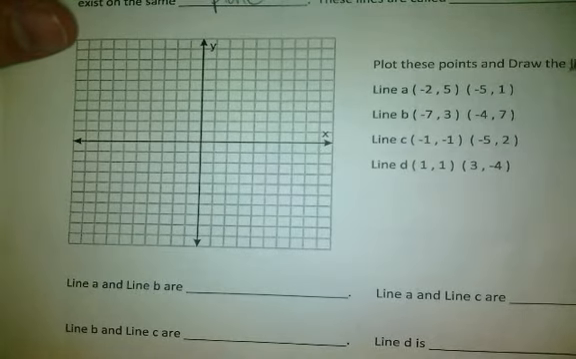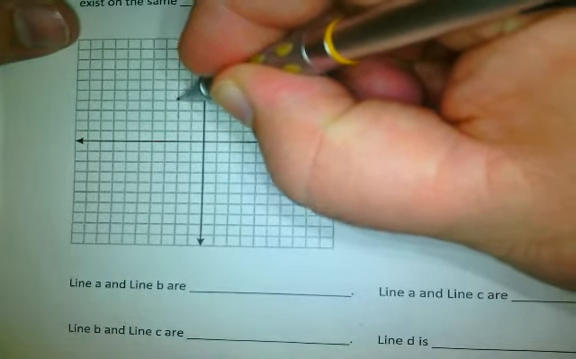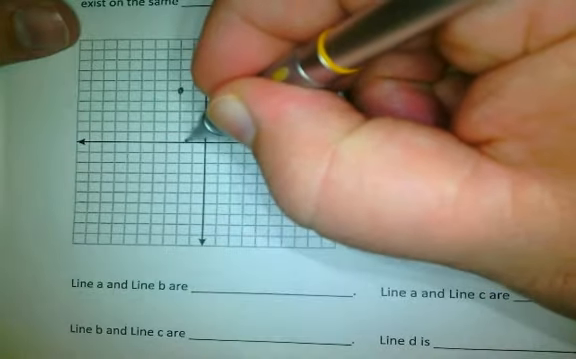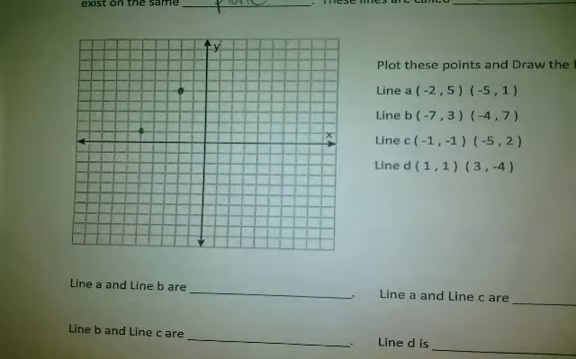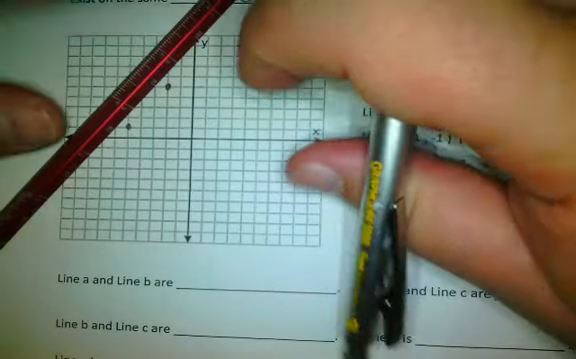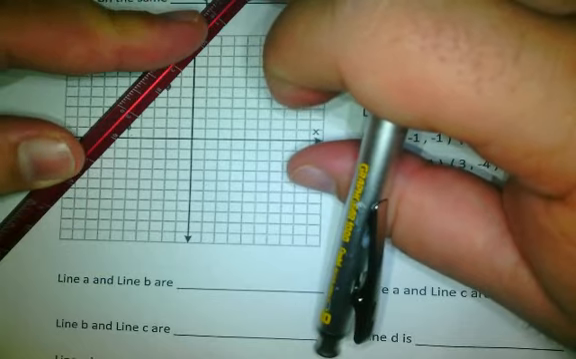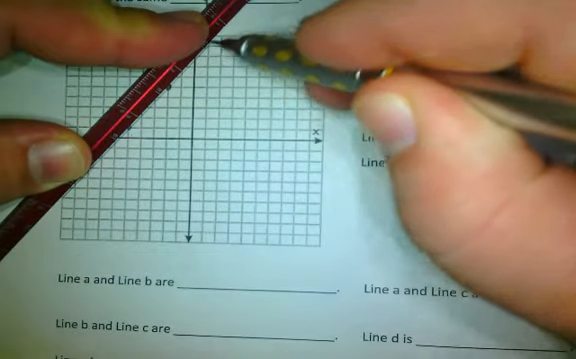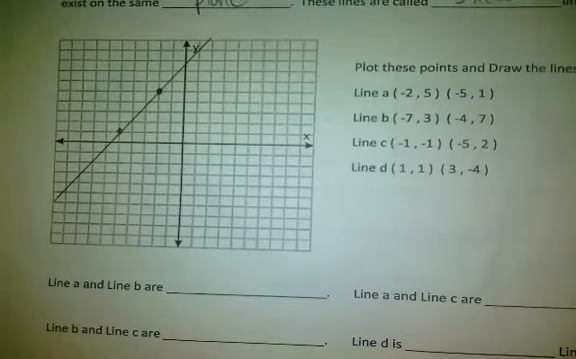So this part may take a minute depending on how well you plot points, but we need to plot these points, connect the dots, and label the lines. So we got negative 2, 5, and negative 5, 1. That is going to be a straight line. I'll line that up just right, and connect the dots. I'm going to go from one side to the other. Hope this is showing up well. I usually don't like using pencil because it doesn't show up very well.